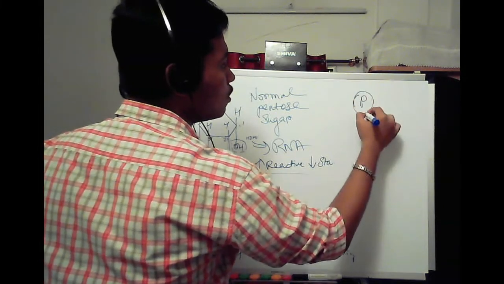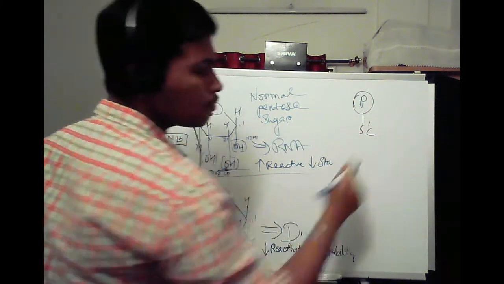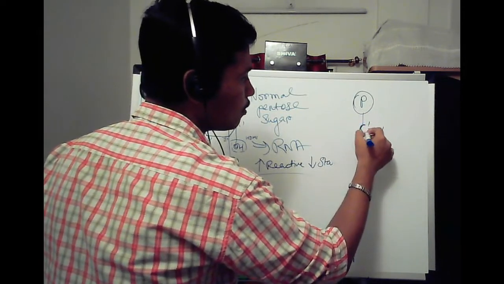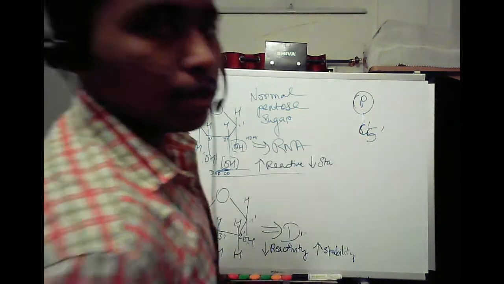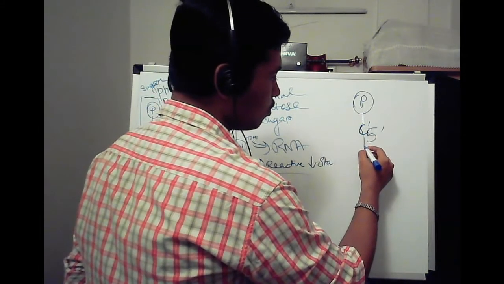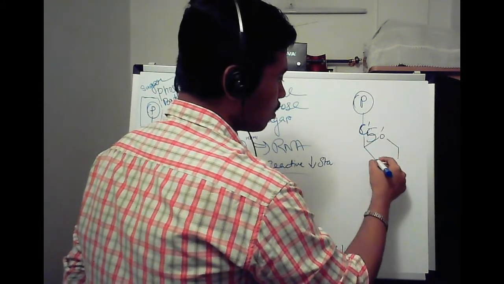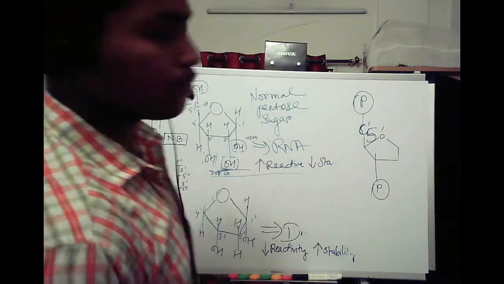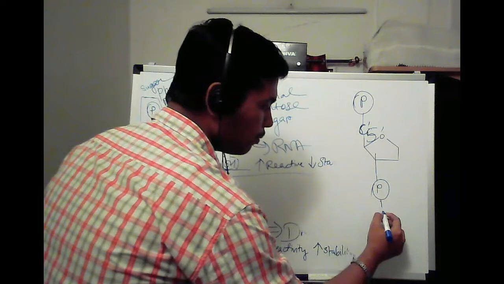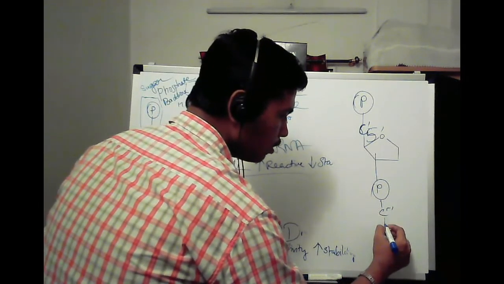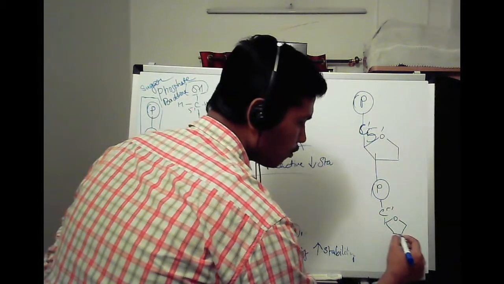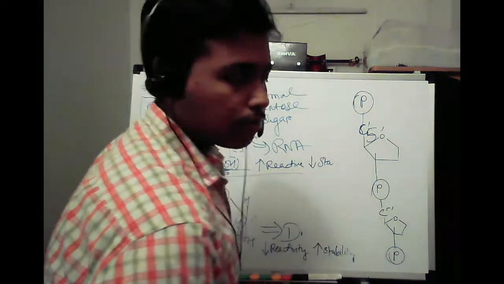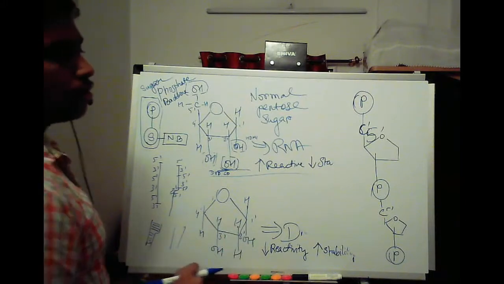Phosphate joins with the 5 prime carbon, let this one be 5 prime carbon. Phosphate joins with 5 prime carbon. Then comes the sugar, whole sugar like this. Then again the 3 prime carbon joins with the phosphate. Again this phosphate joins with the 5 prime carbon. This is connected to it. Again the 3 prime joins with the phosphate. This is the structure.